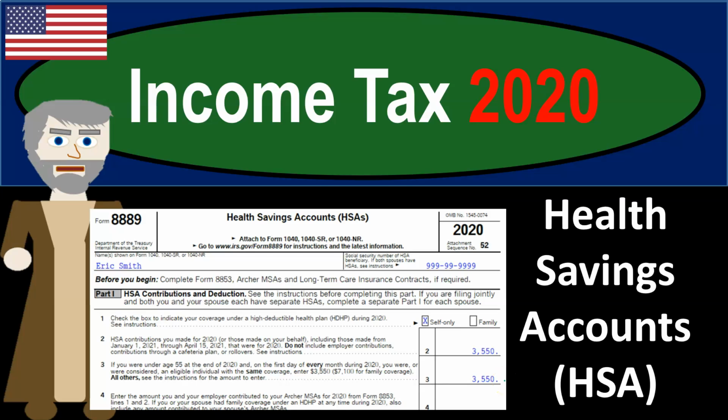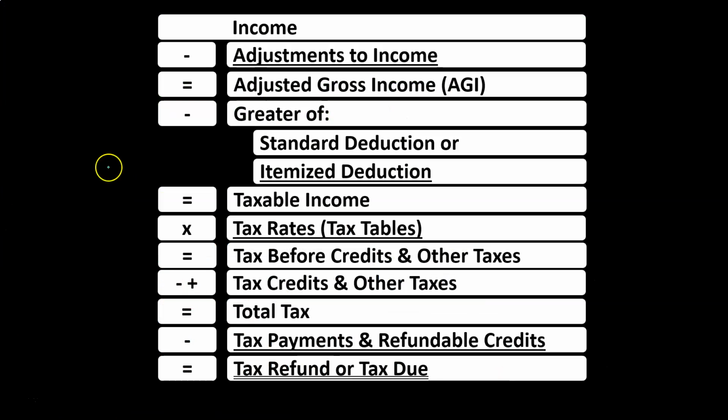Health Savings Accounts, HSAs. Within the income tax equation, we're going to be on the second line, remembering that we can break the income tax equation into two halves. The first half being a modified income statement, the second half being the calculation of the tax and application of the payments, the credits, to get down to the tax refund or the amount that will be due. We're going to be focusing in on the first half here, basically the modified income statement.